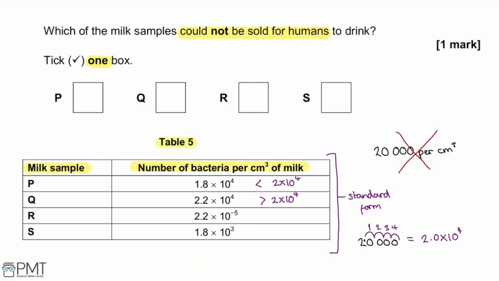The reasons the last two are incorrect are in the powers of 10. So the next one beneath is 2.2 times 10 to the minus 5, so that tells you it's going to be a decimal, so that's a small number. And then the next one is 1.8 times 10 to the 3, and times 10 to the 3 is a smaller value than times 10 to the 4. So the correct answer is definitely milk sample Q.